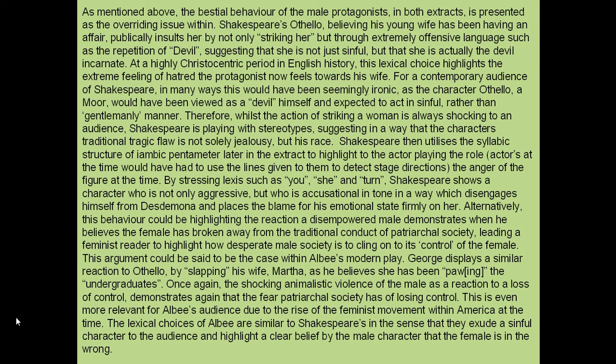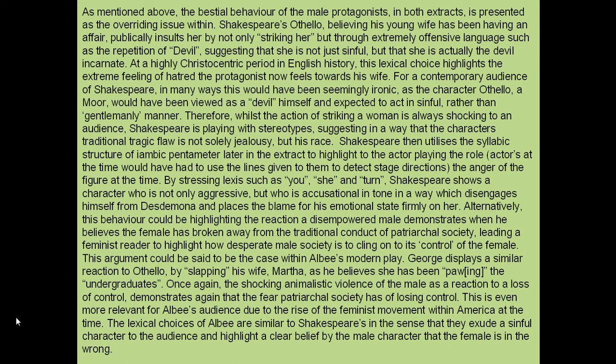For a contemporary audience of Shakespeare, in many ways this would have been seemingly ironic, as the character of Othello and Moore would have been viewed as a devil himself and expected to act in a sinful rather than gentlemanly manner. Therefore, whilst the action of striking a woman is always shocking to an audience, Shakespeare is playing with stereotypes, suggesting in a way that the character's additional tragic flaw is not solely jealousy, but his race.